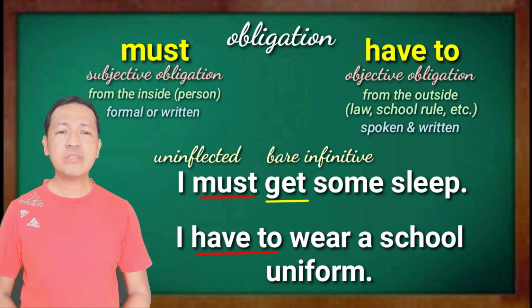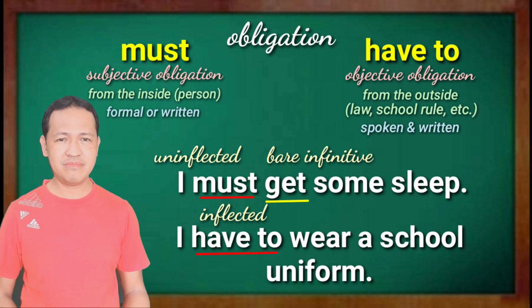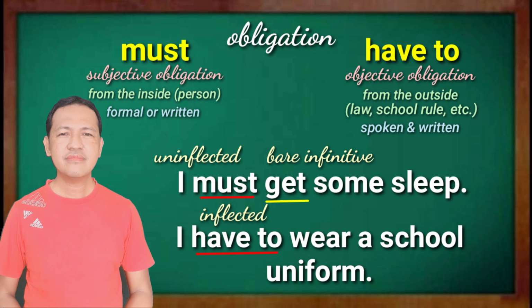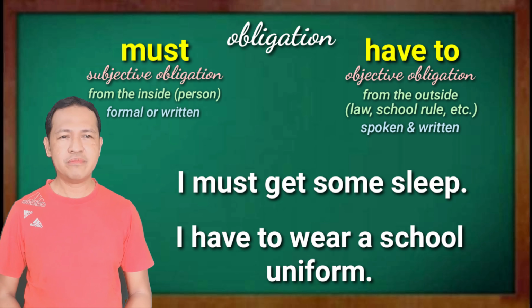The phrasal modal have to is different because it's inflected, meaning it changes its form just like any other verb. It changes in form to express number, singular and plural, and tenses, present, past, etc. Have to behaves like an ordinary verb that follows usual rules for verbs. I have to wear a school uniform.